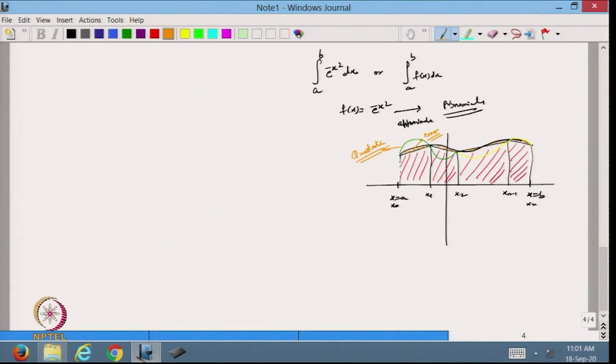So the given function can be approximated with a large number of functions which are very easy to evaluate, so that we are able to find the integration. So this way we can find it. So we can go with the very basic rule, that is called the rectangular rule.